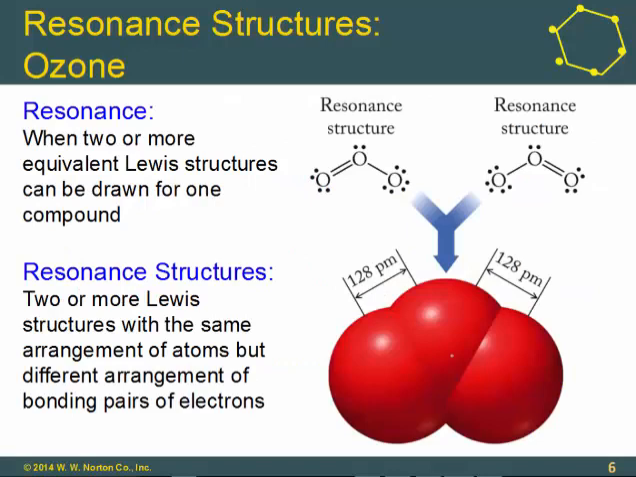So that's what this is showing. It's trying to show the same with ozone. Let's see. These are the two Lewis structures. The actual structure is somewhere in between. What this is showing is the length of the bonds.